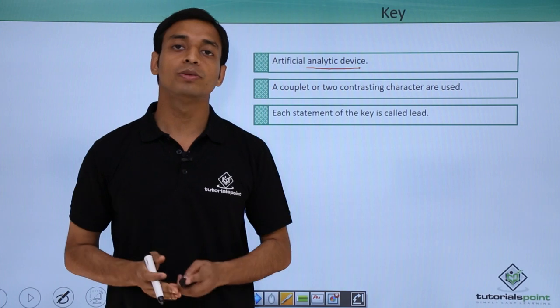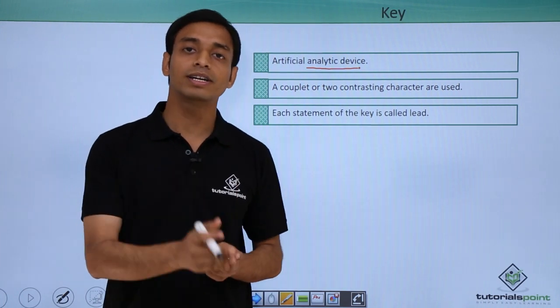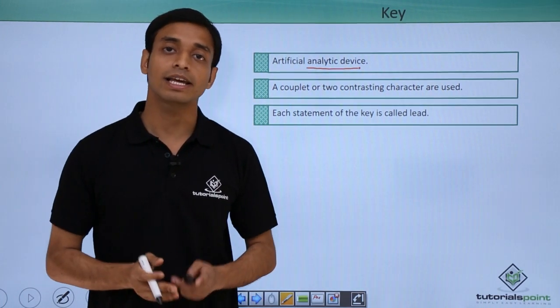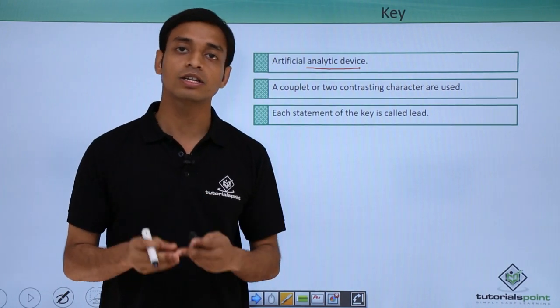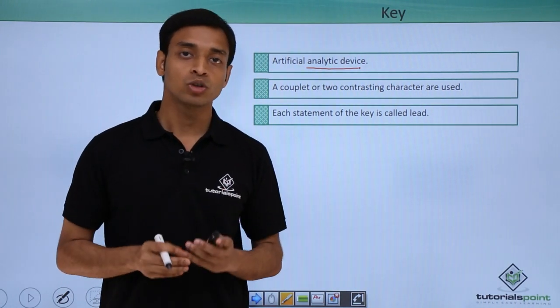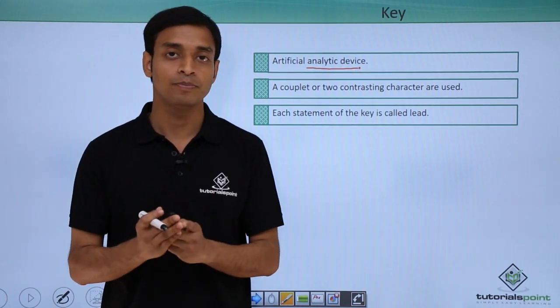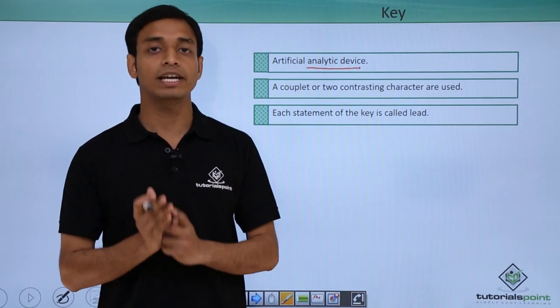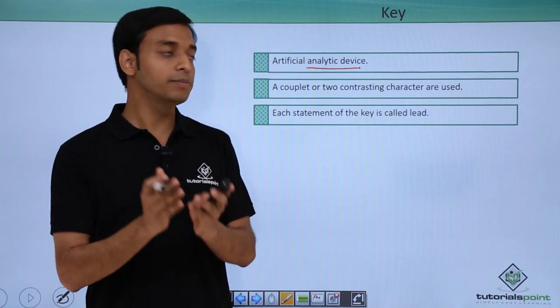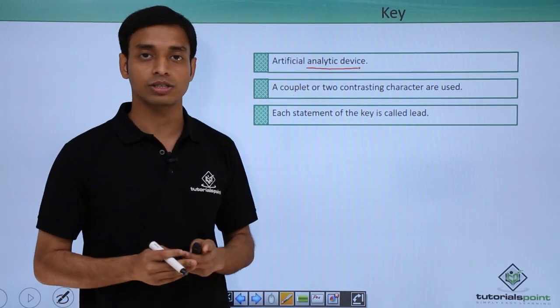So very important to be noted is that we know about different types of taxonomic aids like zoological parks, botanical gardens, museums and herbaria. Those are taxonomical aids which we can see, which we can feel. But a key is a taxonomical aid which we cannot see. It's mostly based on analytical calculations.